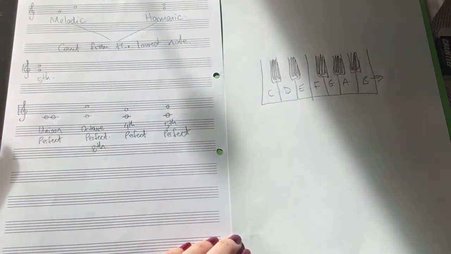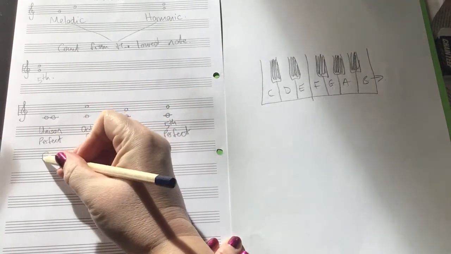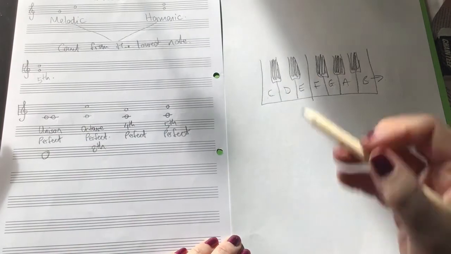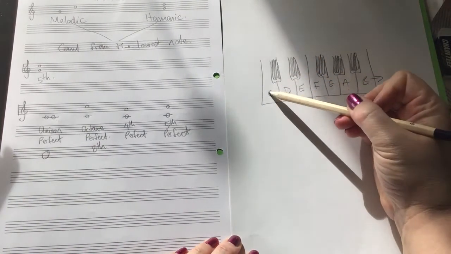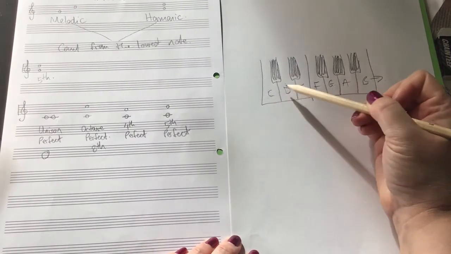So there are our perfect intervals, and I'm just going to do the semitones just to help you as well. Unison, it's the same note, so it has no semitones. Now, just to remind you very quickly here, C to C sharp is a semitone, C sharp to D is a semitone, C to D is a whole tone.